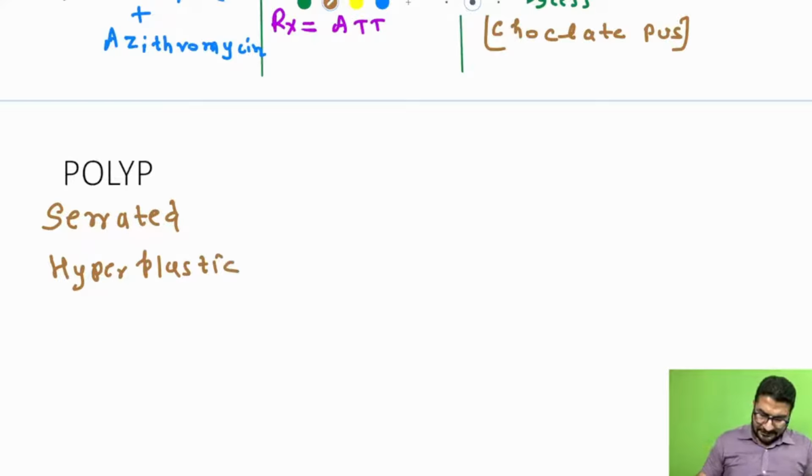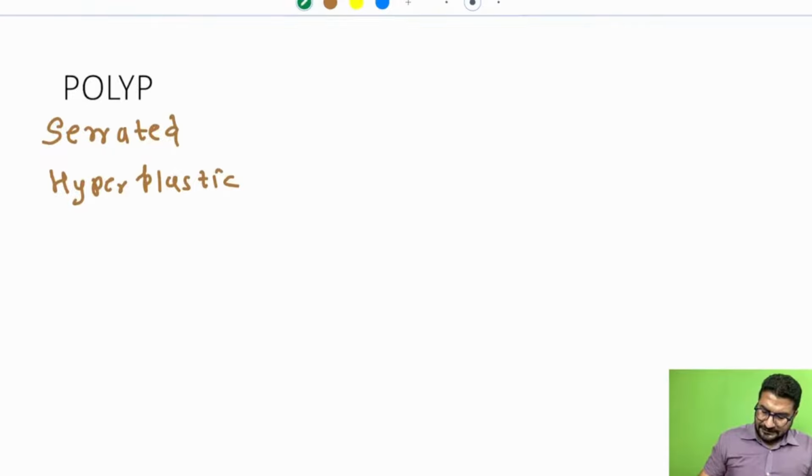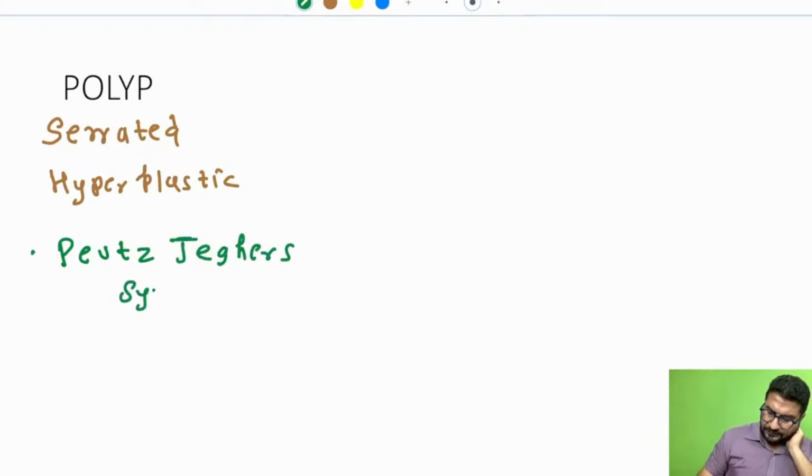Then these are not that significant. Then what we can have like some syndrome which will have these polyps. So what are the syndrome? So they ask you syndrome which they ask in exam. So first syndrome, it's called Peutz-Jeghers syndrome. अब इसको देखो.